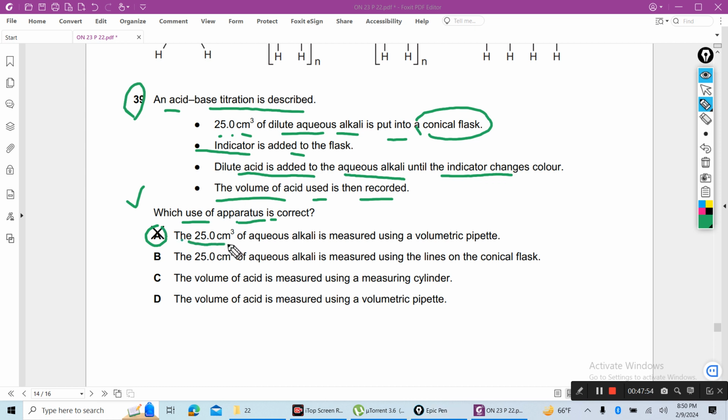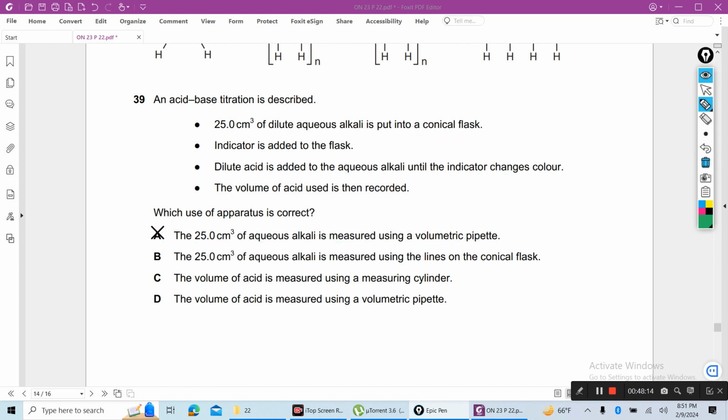Why? The 25 cm cube of aqueous alkali is measured using a pipette, I mean a volumetric pipette. This fixed volume of solution is measured by a volumetric pipette. So B is wrong. 25 cm cube of aqueous alkali is measured using the conical flask, but for conical flasks there is no measurement.